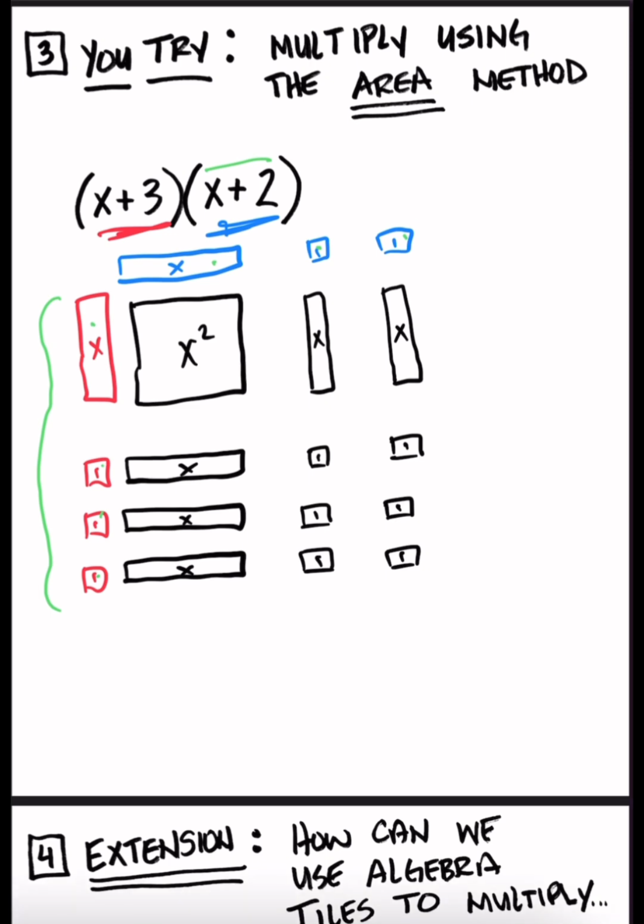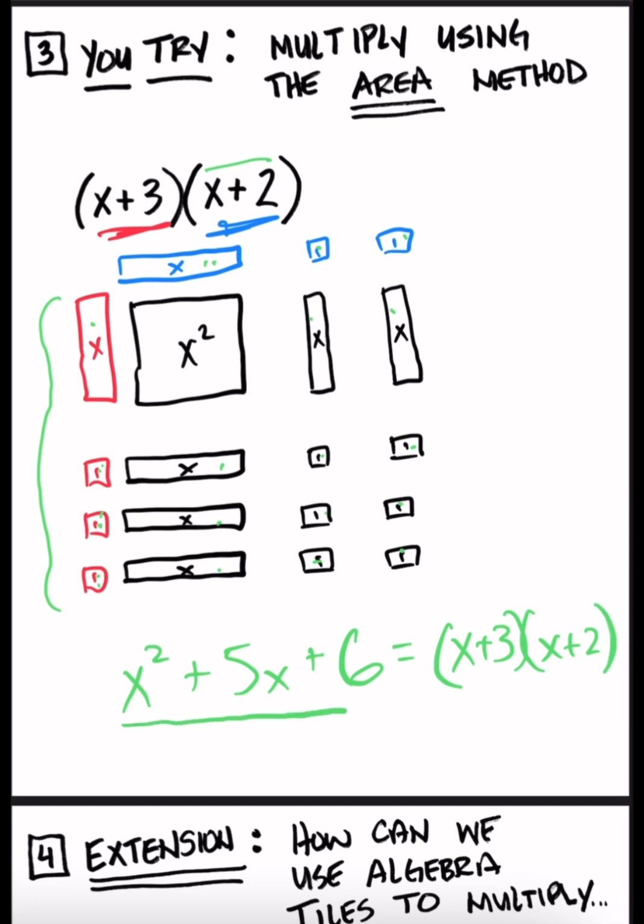And then down here, we have x times 1 times 1 times 1, which gives us 3 more x's. And then over here, we have 1 times 1, 1 times 1, 1 times 1, and so on 6 times. And altogether, that gives us x squared plus 1, 2, 3, 4, 5, x plus 1, 2, 3, 4, 5, 6. So altogether, that tells us x plus 3 times x plus 2 equals x squared plus 5x plus 6.